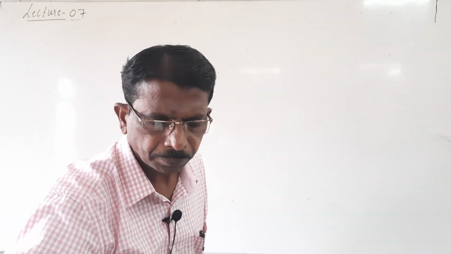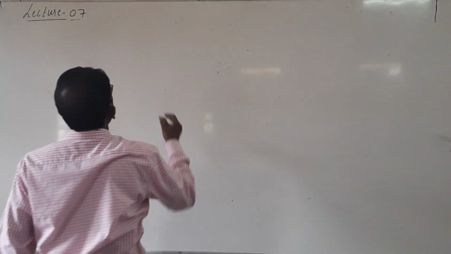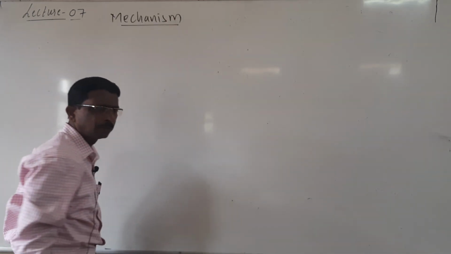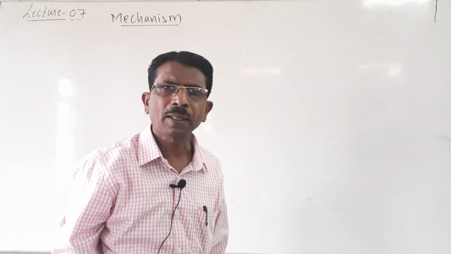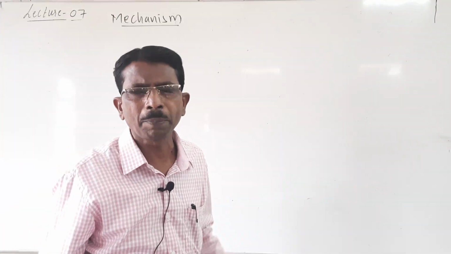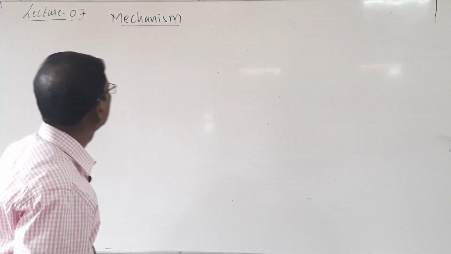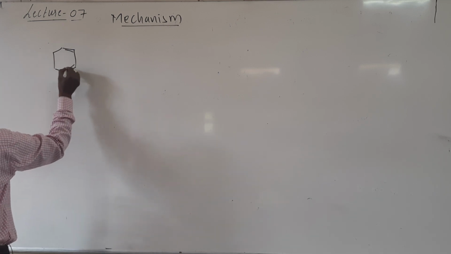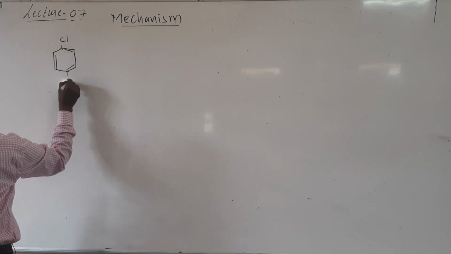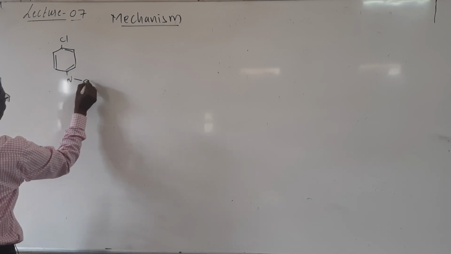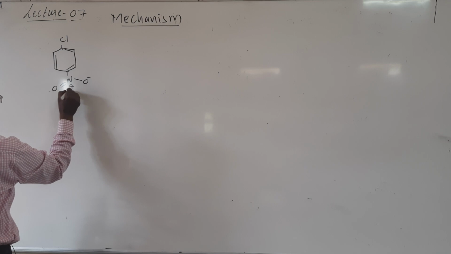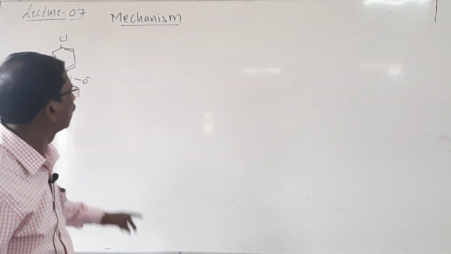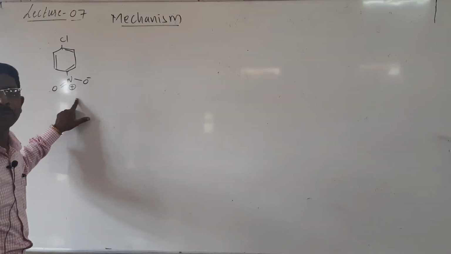Look here. What is the mechanism that takes place here? There are three mechanisms. I will show one mechanism, and the others are similar. I will write the first example here: para-nitrochlorobenzene. So how does the mechanism take place?